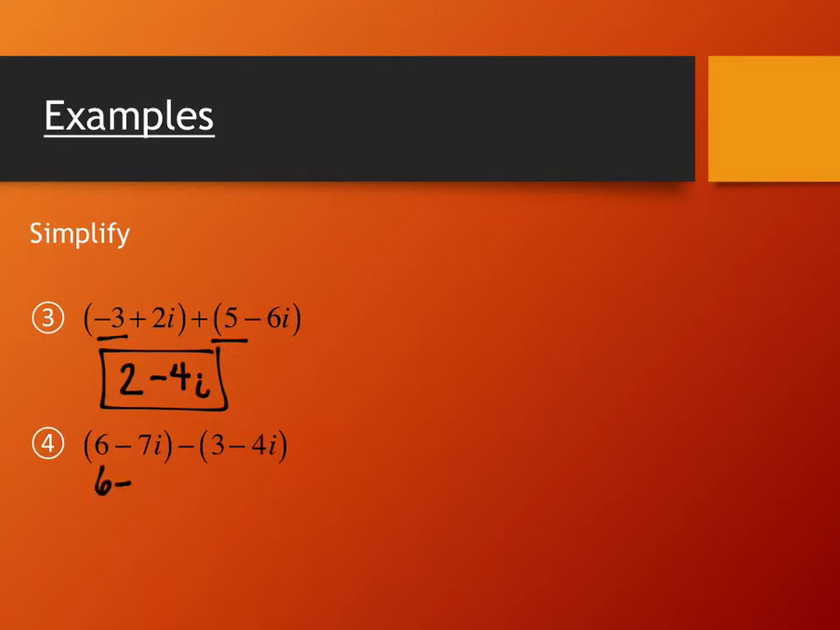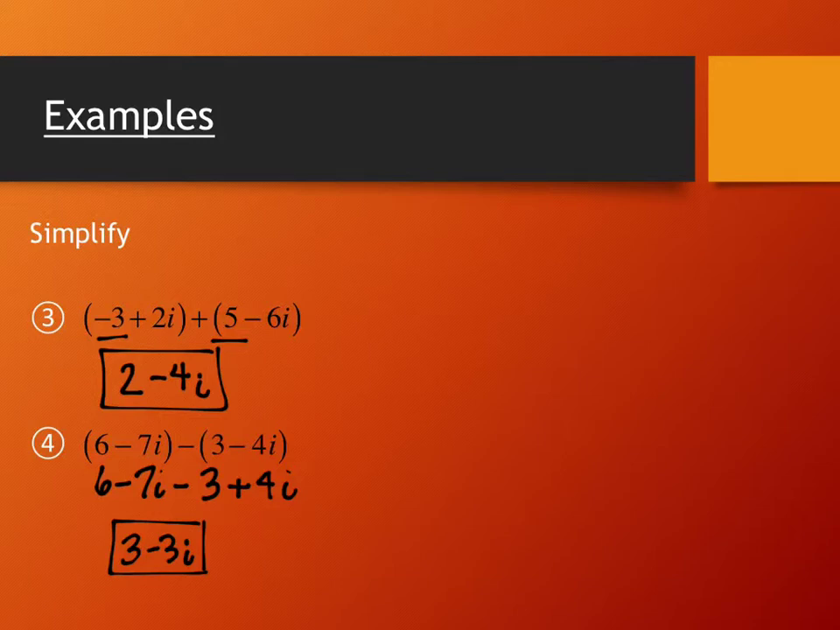Subtraction's the same way. We just have to be careful to distribute the negative. So I have -3 and +4i. And I combine like terms. The real parts, 6 and -3, combine to give me a 3. And the imaginary parts, -7i and +4i, combine to give me -3i. Combining like terms. Simple.